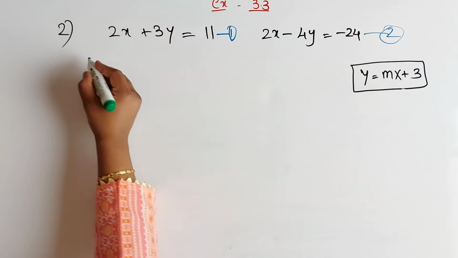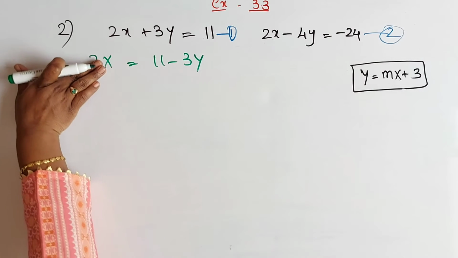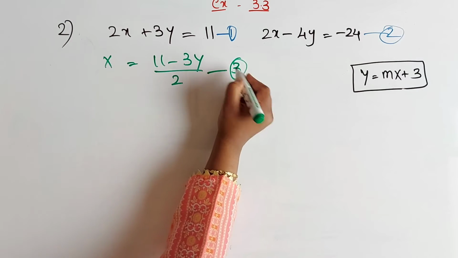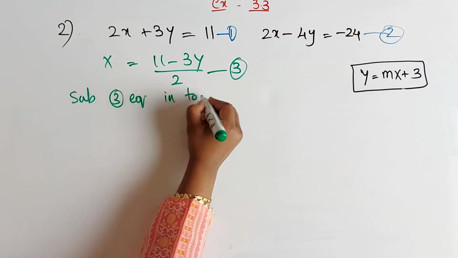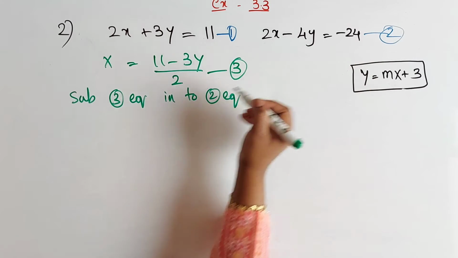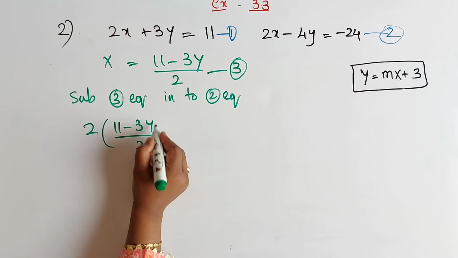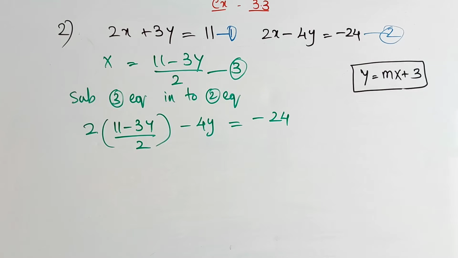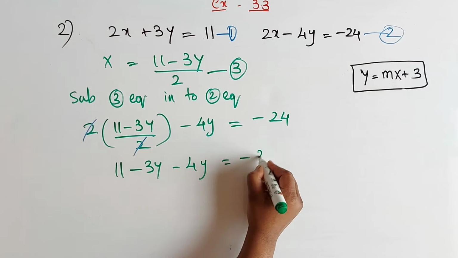Right? From the first equation we can write 2x equal to 11 minus 3y. We want the x value, so send this 2 also to the right hand side. X equal to (11 minus 3y) by 2. This is the third equation. Now substitute the third equation into the second equation, children. Here, 2x value: 2 times (11 minus 3y) divided by 2, minus 4y equal to minus 24. Correct, children? 2 will get cancelled here. Therefore 11 minus 3y minus 4y equal to minus 24.